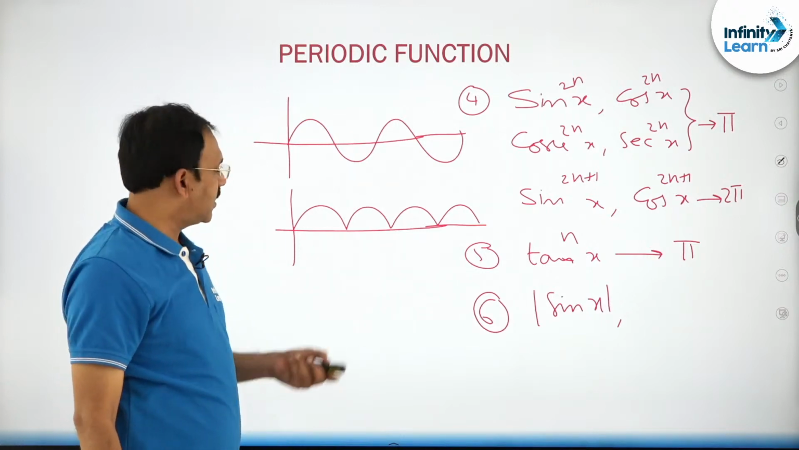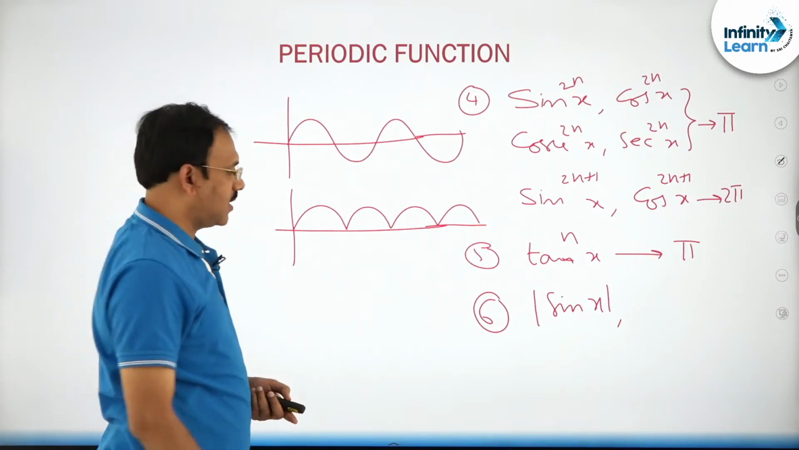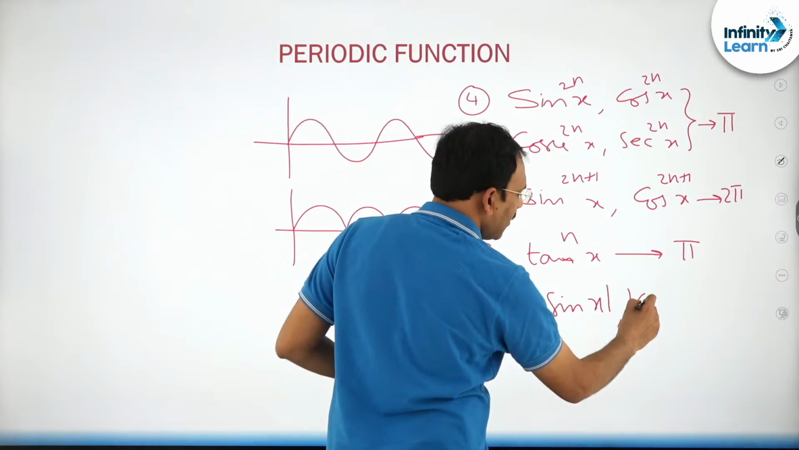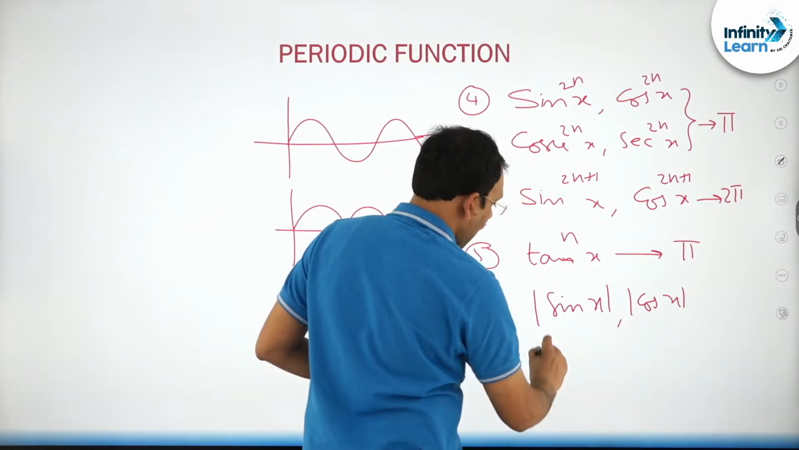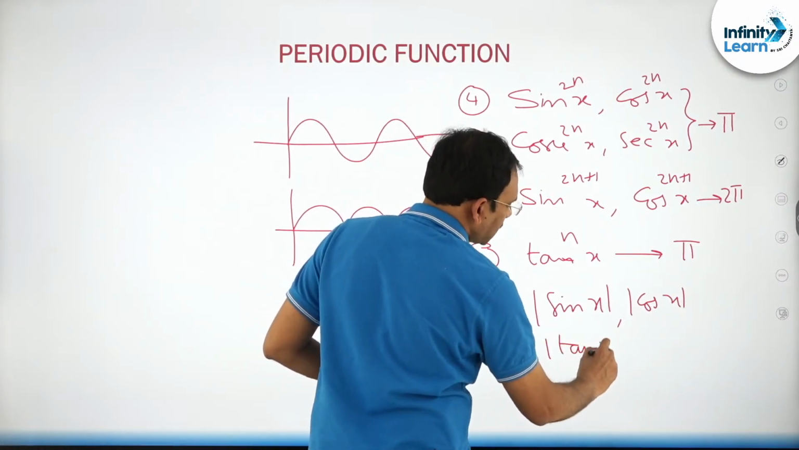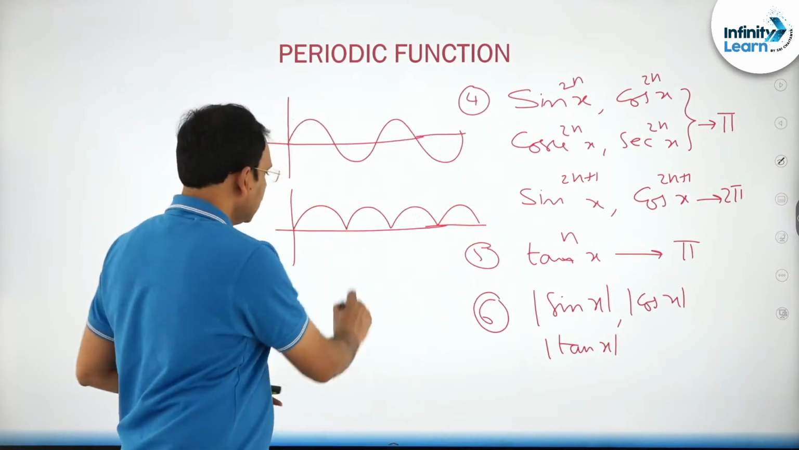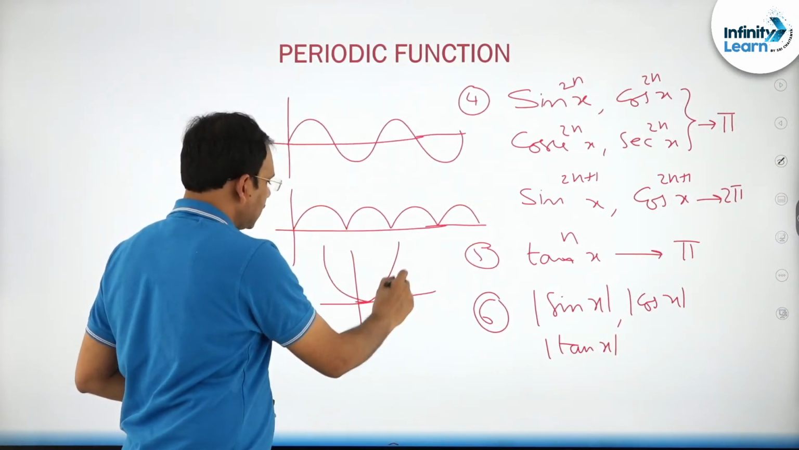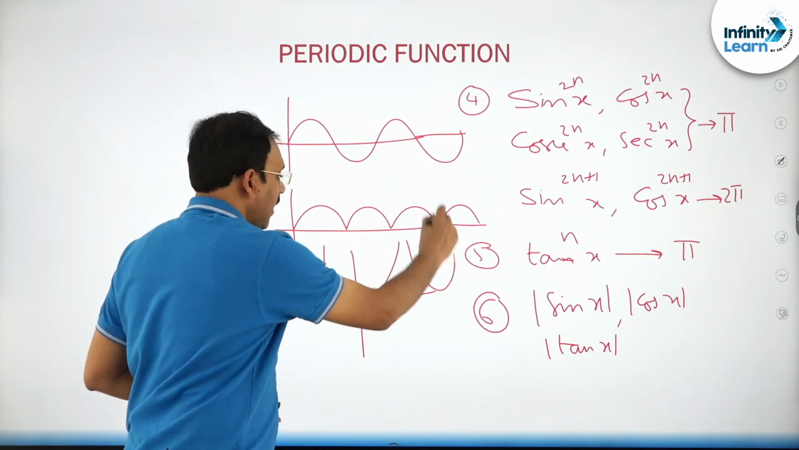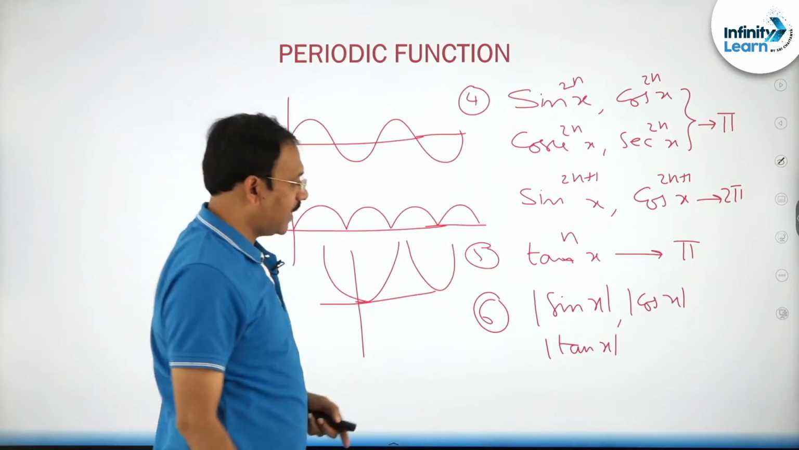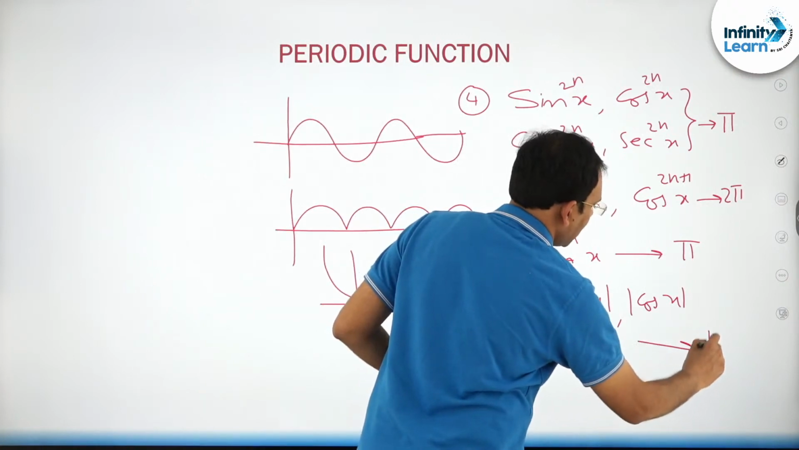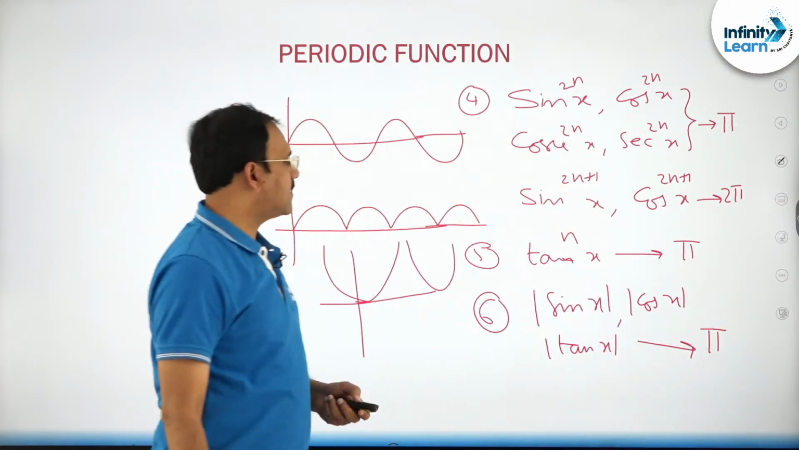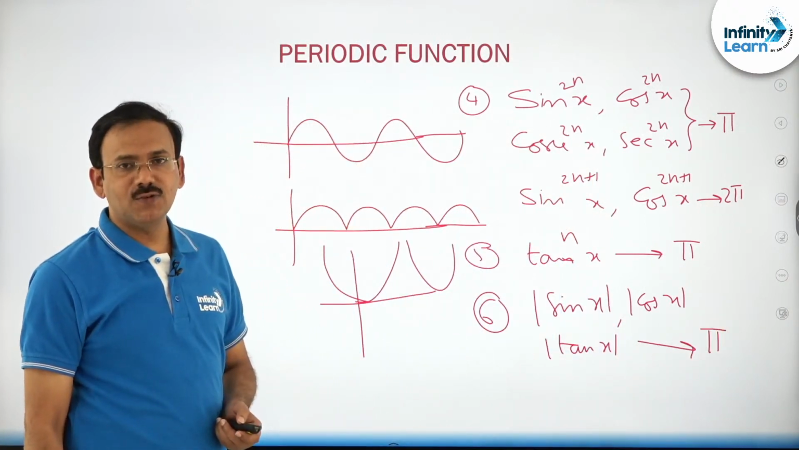So mod sin x will have period pi itself. In the same way mod cos x also, and mod tan x, don't expect it to be pi by 2. Even mod tan x means the negative portion comes like this, it is also a periodic function with period pi itself. So its period is also pi. This is another point which we need to remember.